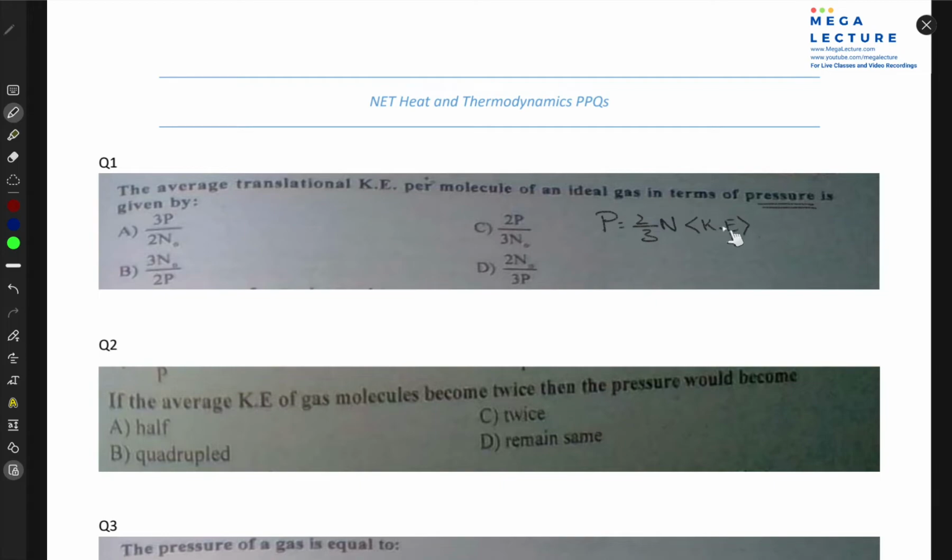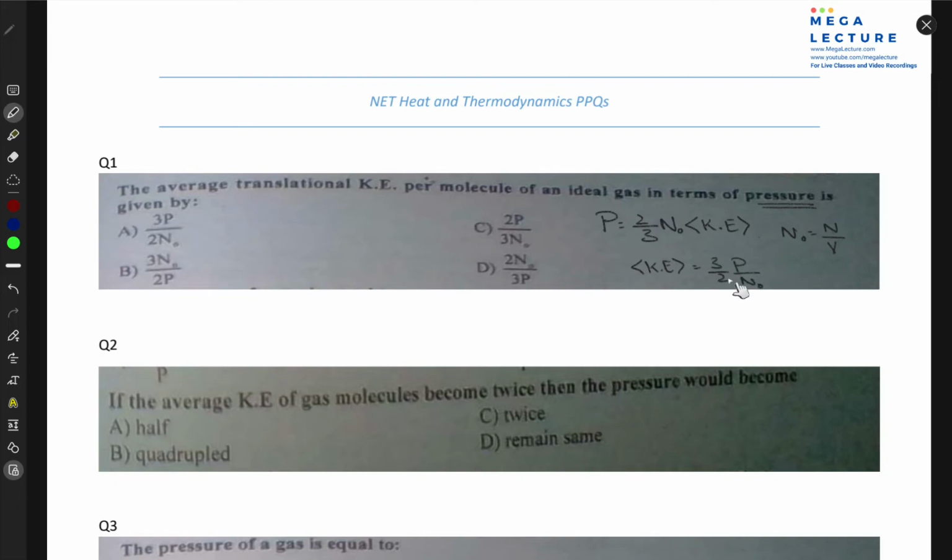Sometimes this is also known as the expectation value. Now this is not really just n, it's actually given a name, n naught, which is just the number of molecules per unit volume. So if I rearrange this expression for the kinetic energy, I get 3 by 2 p over n naught. So that's the average translational kinetic energy, 3 by 2 p over n naught.